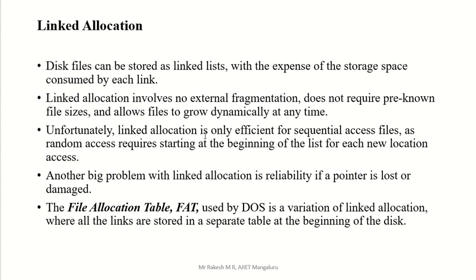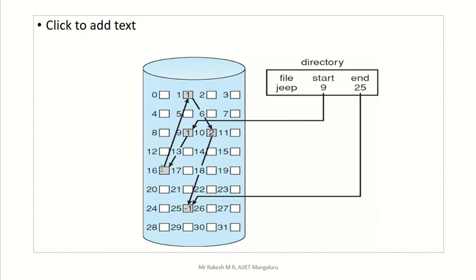Unfortunately, linked allocation is only efficient for sequential access files, as random access requires starting at the beginning of the list for each new location access. Another big problem with linked allocation is reliability. If a pointer is lost or damaged, if any pointer or list is damaged, there is a chance that the reliability is completely vanished. So I will tell you the concept with one diagram. See this diagram.